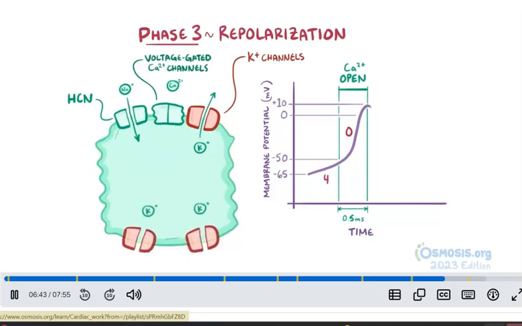Since there are so many potassium ion channels relative to HCN channels, there's a net outward positive current, meaning that positively charged ions are leaving the cell faster than they're coming in. So the membrane potential goes down again, all the way back down to negative 65 millivolts, which means that one full heartbeat has taken place. And then this whole process starts over with phase 4 again.